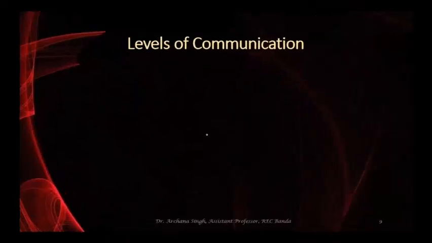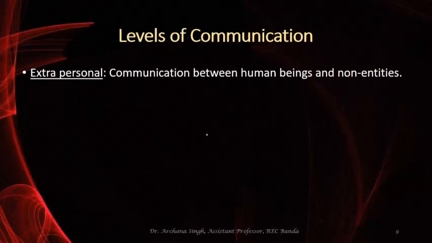front. Now we'll talk about the levels of communication, that is, at how many levels communication takes place. The first level is extrapersonal communication, where the communication is between human beings and non-human entities. For example, when your pet dog comes to you wagging its tail as soon as you return home from work, it is an example of extrapersonal communication. Or a parrot responding to your greeting is another example of this.